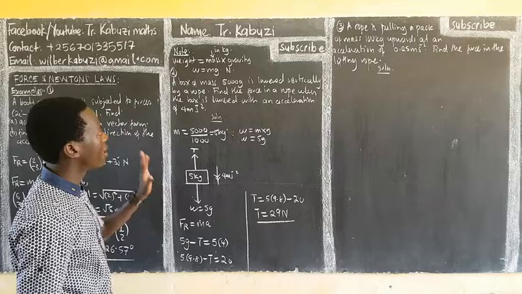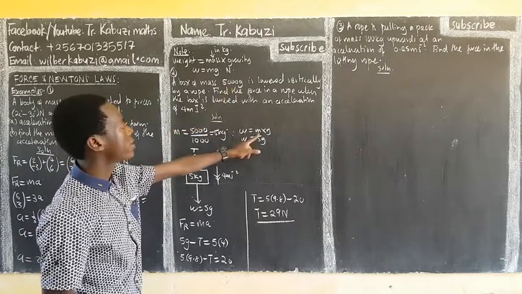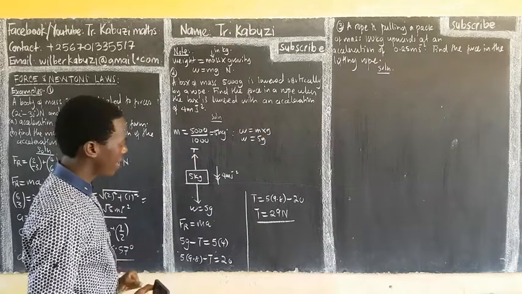As simple as that. What do we note here? Always, mass will be given in kilograms, then weight is equal to mass times gravity. That is our idea there.